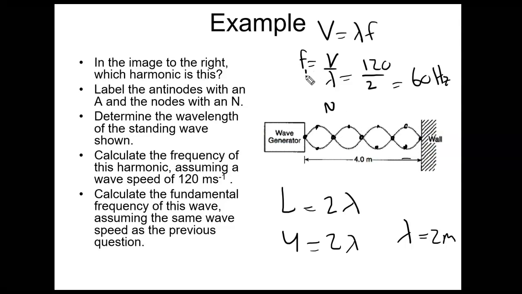Okay, so hopefully you realize that this is F4, the frequency of the fourth harmonic, which by definition, F4 is 4 times F1. So if we know F4 is 60, that means F1 should be 15 hertz, because that's just a fourth of 60. Notice, by the way, that the question says assuming the same wave speed as the previous question, which makes sense because, as far as we know, the tension of the string hasn't changed, and also the mass density hasn't changed if it's the same string.